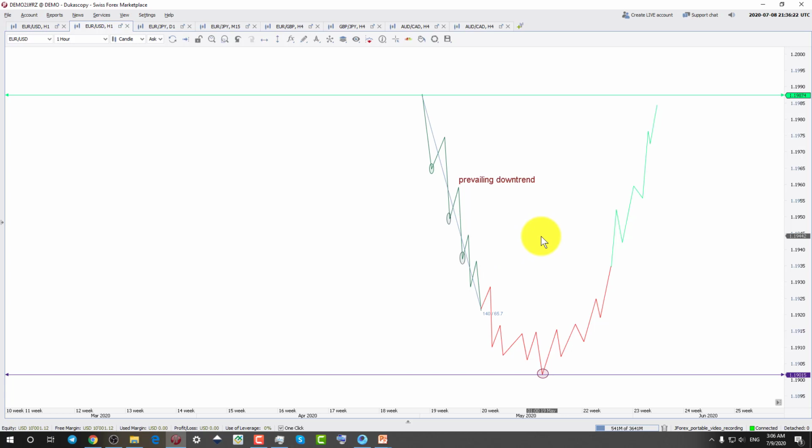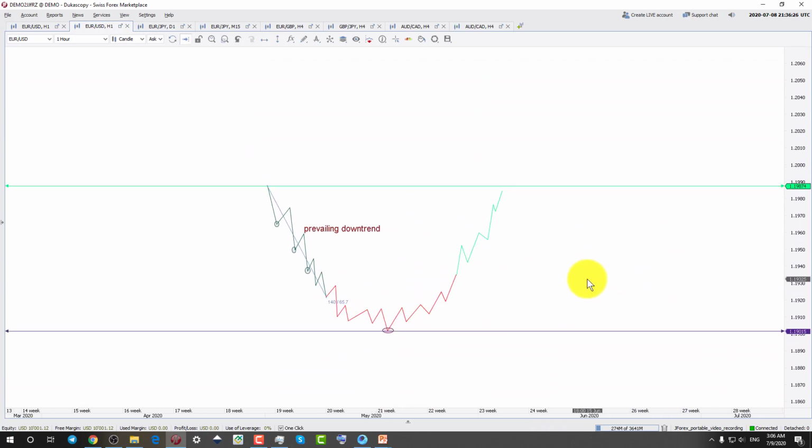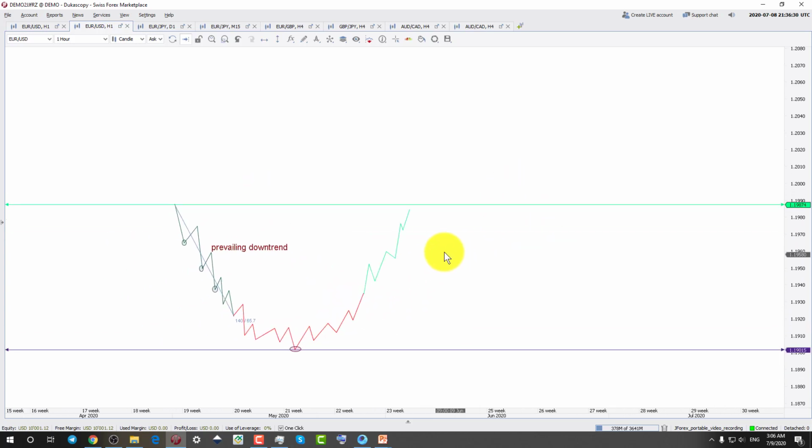I'll try and explain this in the examples also, but you have to understand that this is how a rounding bottom is formed.